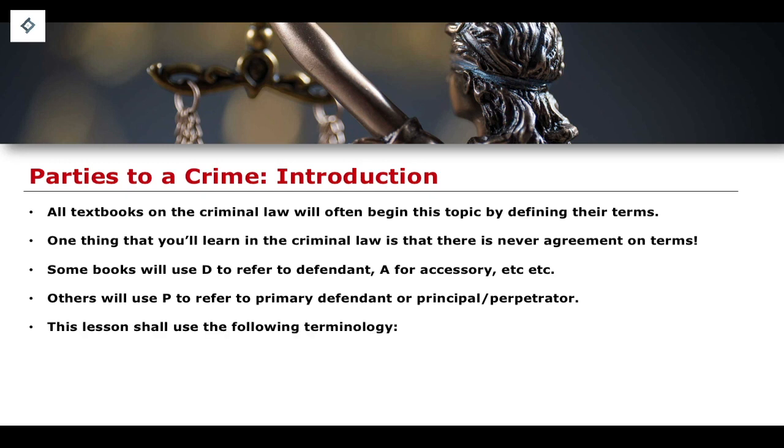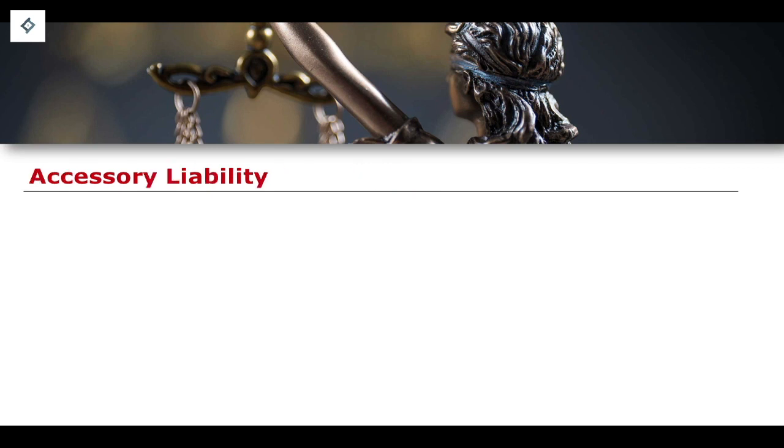What we shall be doing is using the following terminology. We will have D1 and D2, D1 being the primary defendant, D2 being the secondary defendant, or maybe the accessory, or the person who has aided and abetted, for example. And then, just like with all the other lessons, we're going to refer to the victim by using the letter V. This is how we're going to do it, okay? Some confusion is had when you go from textbook to textbook looking at the various different ways in which they define their terms, okay?